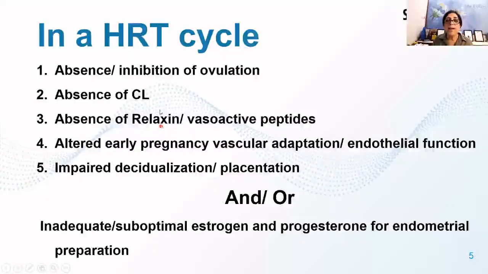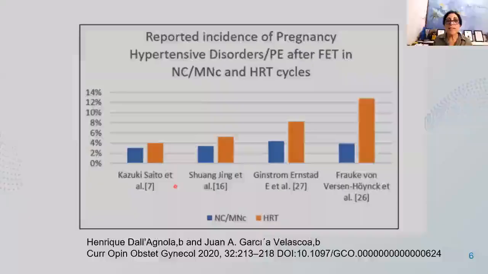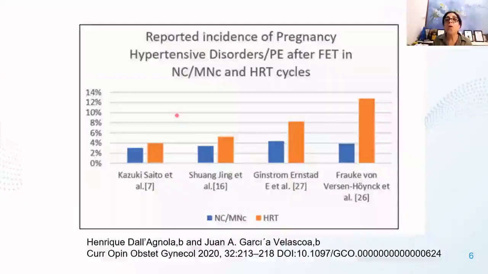And the reason could also be not only because of the absence of the corpus luteum, but because the way we give estrogen and progesterone in an artificial cycle, we give such a high dose of estrogen. So it could be a suboptimal way of giving exogenous estrogen. And because of this also, that is the inadequate or suboptimal estrogen and progesterone could lead to altered endometrial preparation.